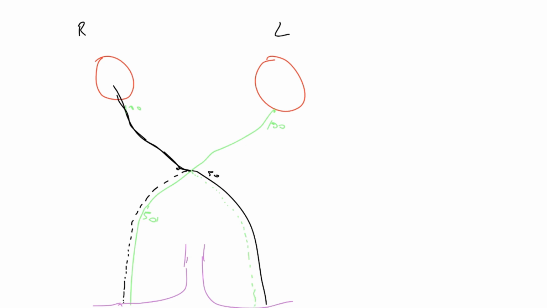Okay, now what happens? Suppose a person has an injury, for example, if the nerve is cut here in this junction, what happens? There will be complete loss of vision in this eye. Or if the nerve is cut here in the left optic nerve, there is complete loss of vision in the left eyeball.